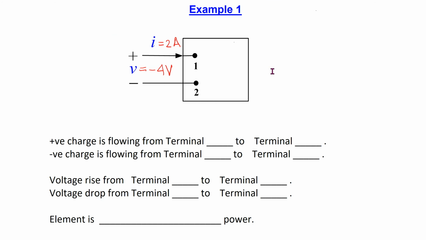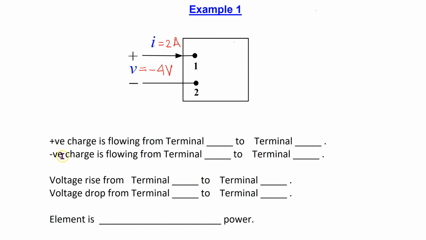Consider the first example with given values as shown. First, let us take a look at the current. We can see that a plus 2 amp current is entering terminal 1, and the direction of the conventional current flow is from terminal 1 to terminal 2.